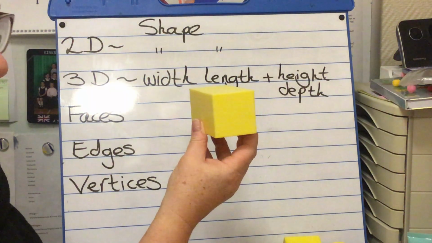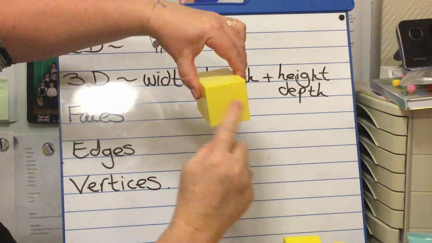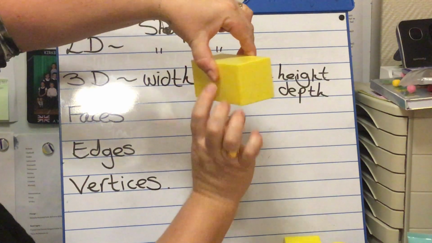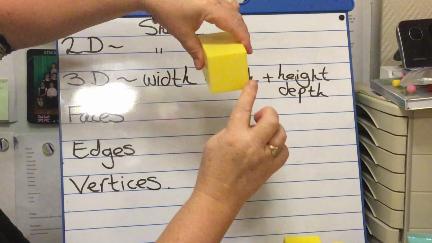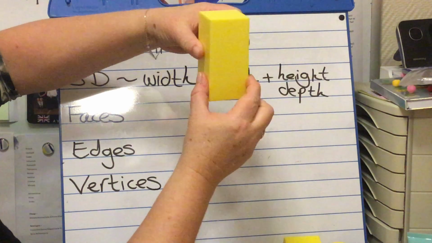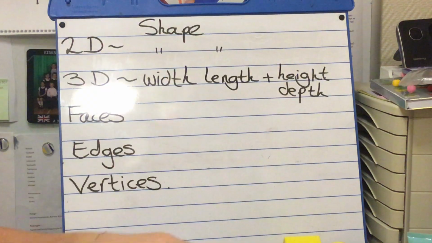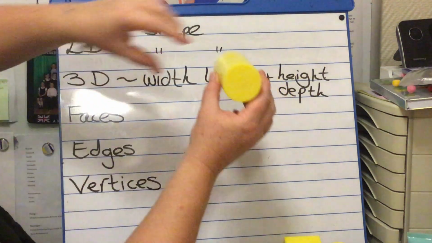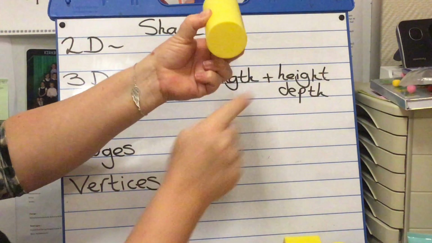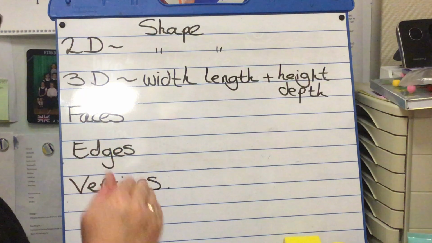So if I was again counting the edges on this cuboid, I'd count 1, 2, 3, 4. Exactly the same on the other side, 5, 6, 7, 8. But then I've got 9, 10, 11, 12. So I've got 12 edges there. On this cuboid, I've only got 1, 2 edges. So the edges are almost the equivalent of 2D sides.